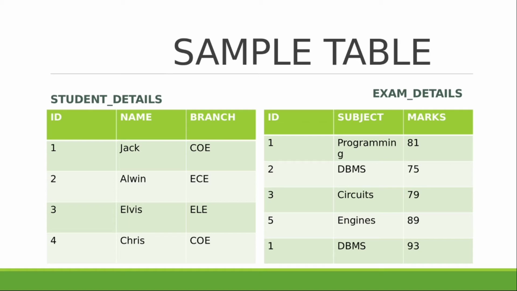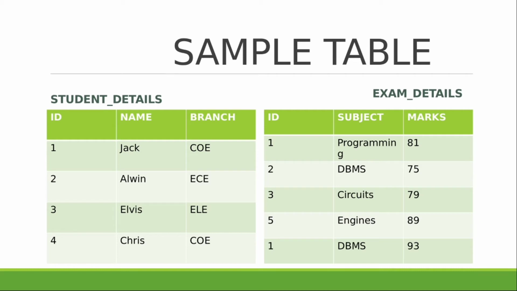So if I talk about the details of a particular student, every student will have only one record present, right? And the unique thing that is present in his data will be the ID, right? But if I talk about the right table, it will not be ID, because a particular student can give exam of more than one subject. Like in this case, you can see ID1, that is Jack. He's giving an exam of programming as well as DBMS. So here ID cannot be the primary key.